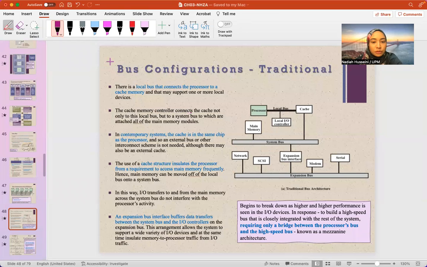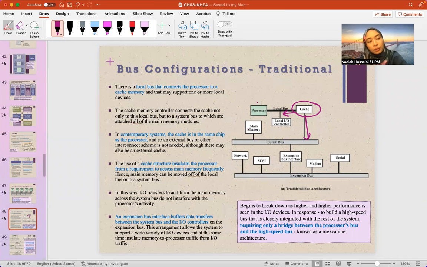The cache memory controller connects the cache not only to this local bus, but to a system bus over here. So it has 2 buses connected to the cache. One is the local and one is the system bus. The local is dedicated to the processor, and to the system bus are attached all of the main memory modules. So here you see that the system bus is attached to the main memory.